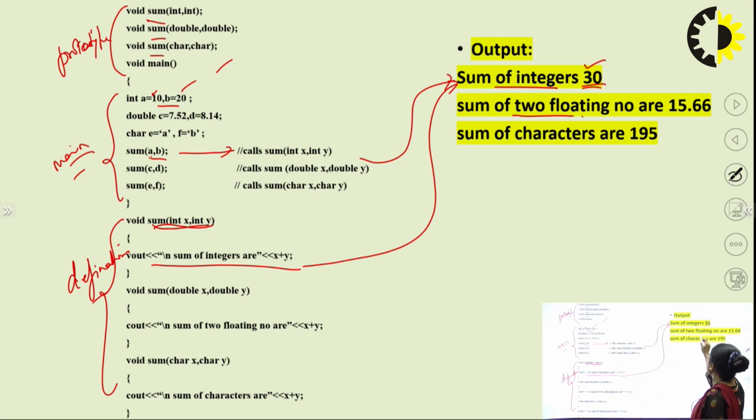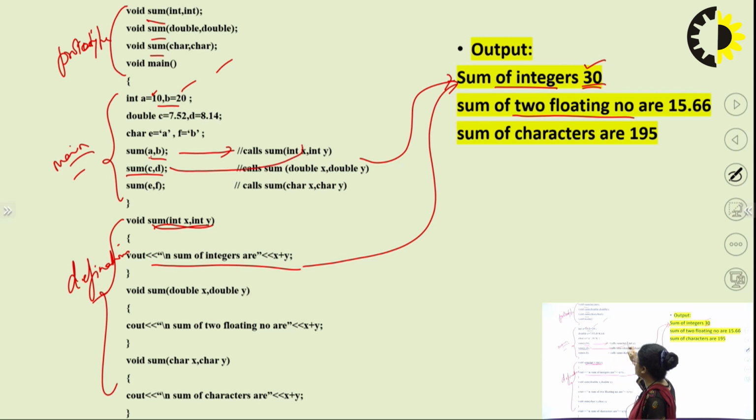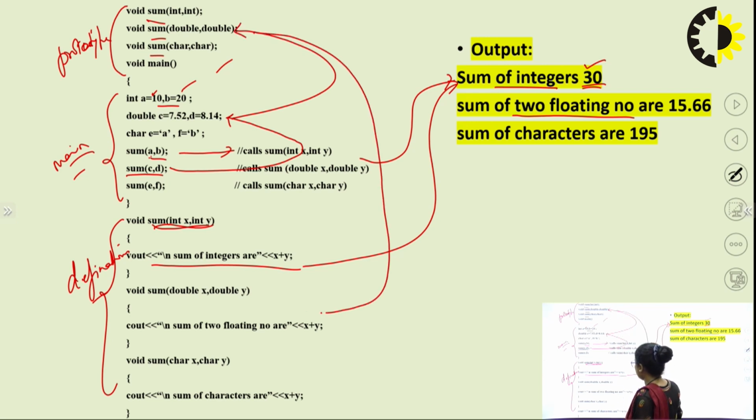Similarly, the next one is sum of c and d. Now, for sum of c and d, the compiler will compare which one it matches. It will see what c and d are. c and d are double. So next it will compare which one has two double arguments. Then it will come to the definition of double arguments. Here it comes, and then it runs this code.